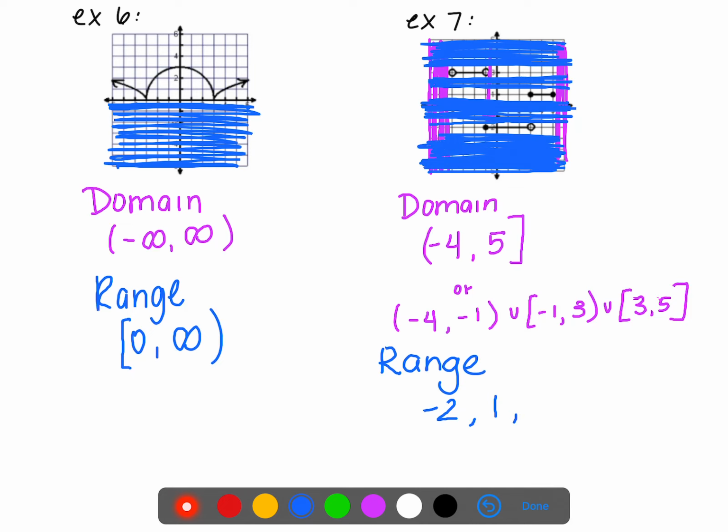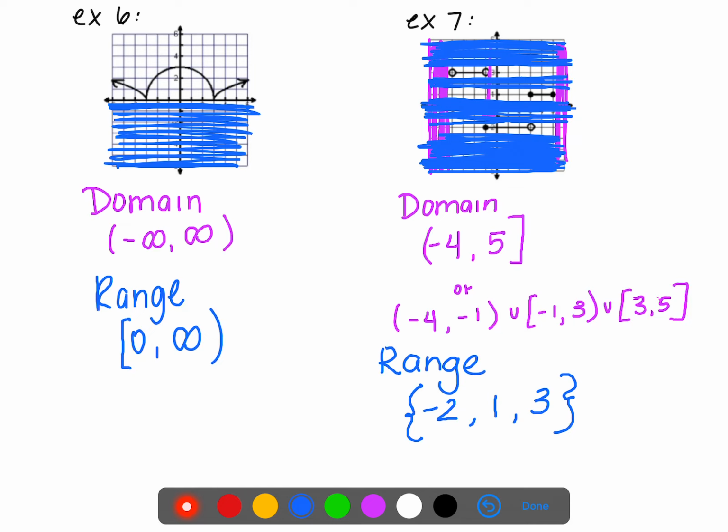So when I just have actual numbers, I don't actually have a group of numbers here. I just have a negative 2, I just have a 1, and I just have a 3. When I'm just listing numbers like that, I use a fancy squiggly parenthesis like that. That says that that's just a group of numbers. It's not everything from negative 2 to 3. It's just the numbers negative 2, 1, and 3.